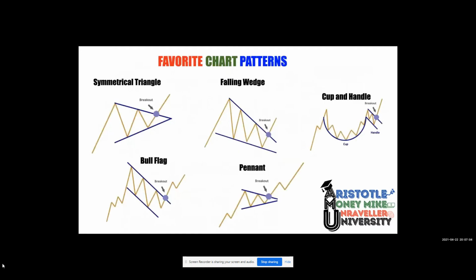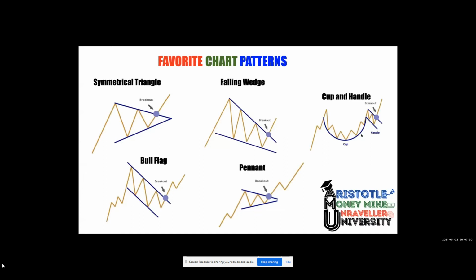So these are my current favorite chart patterns, correct? This is a symmetrical triangle. This is a falling wedge, cup and handle, pennant, bull flag, right? If you can screenshot this, write this down, but these are my favorites right here. They didn't show the cup and handle on the last slide, but I will go over it.